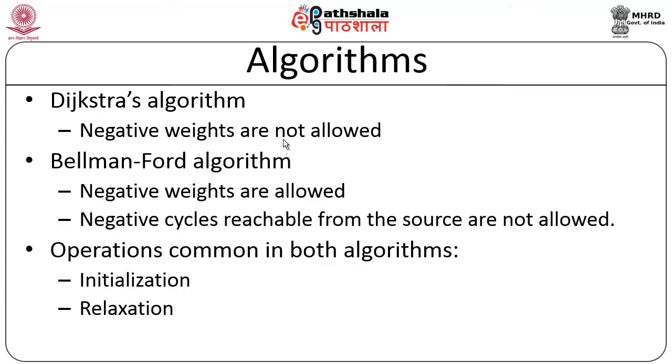So, there are basically two algorithms. In Dijkstra's algorithm, negative weights are not allowed. In the Bellman-Ford algorithm, negative weights are allowed, but negative cycles reachable from the source are not allowed. That is the only condition. Operations that are common to both algorithms, which we have already discussed, are the initialization and the relaxation.